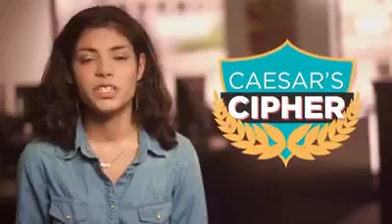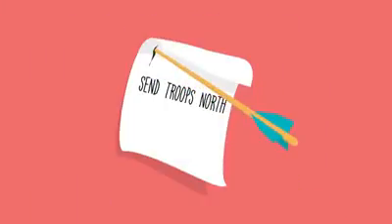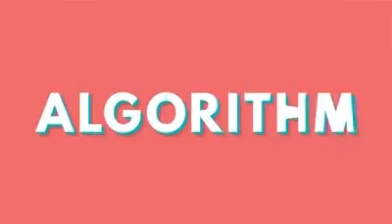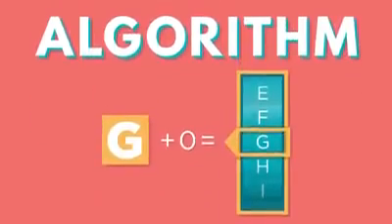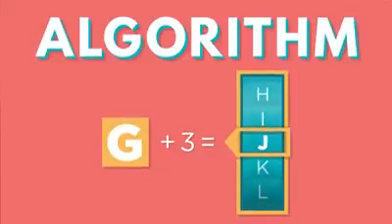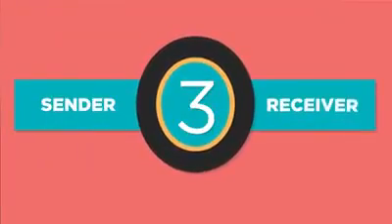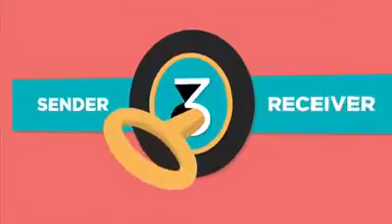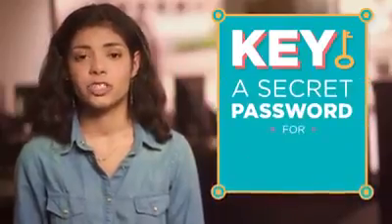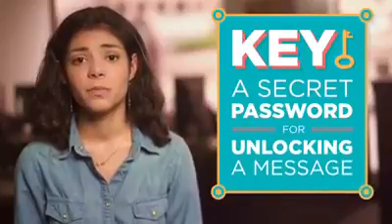One of the first well-known methods of encryption was Caesar's cipher, named after Julius Caesar, a Roman general who encrypted his military commands to make sure that if a message was intercepted by enemies, they wouldn't be able to read it. Caesar's cipher is an algorithm that substitutes each letter in the original message with a letter a certain number of steps down the alphabet. If the number is something only the sender and receiver know, then it's called the key. It allows the reader to unlock the secret message.